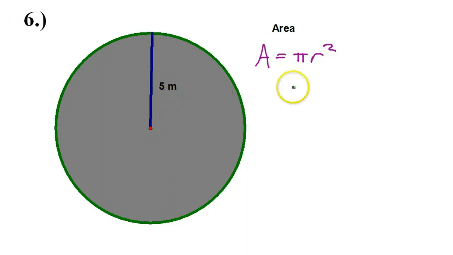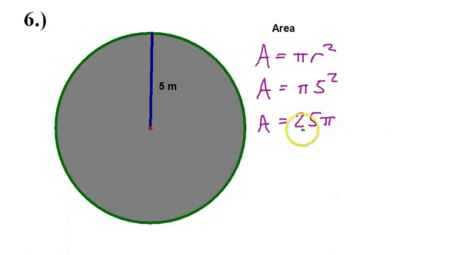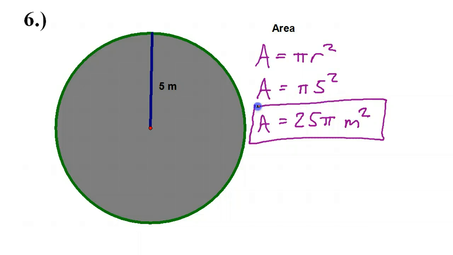The radius is 5, so that means that the area of the circle is pi times 5 squared. 5 squared is 25, and so we put that in the front. So the area is 25 pi, and the units are meters, so since we're talking about area, that's going to be square meters, or meters squared. So that is the area right there.